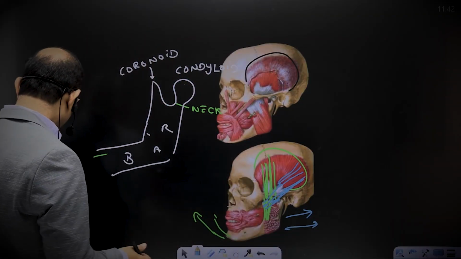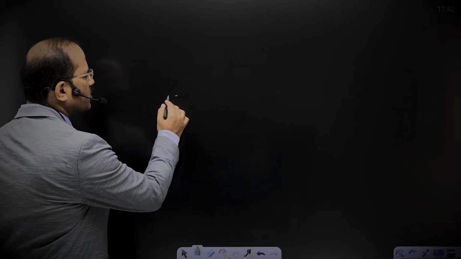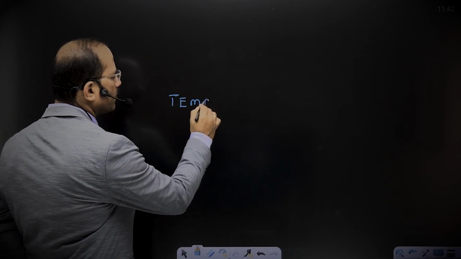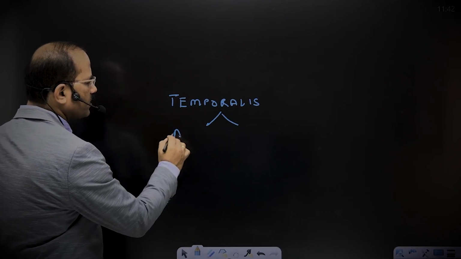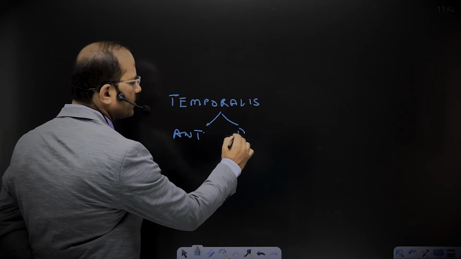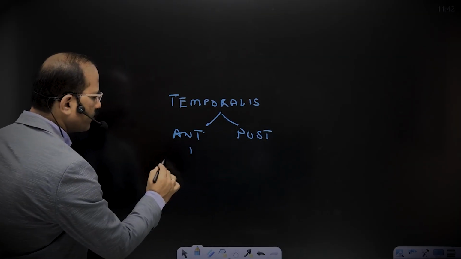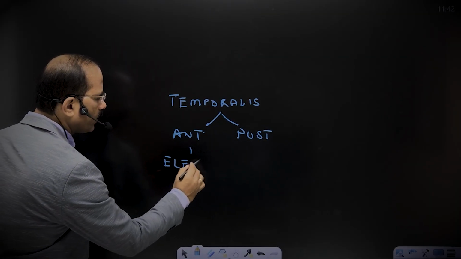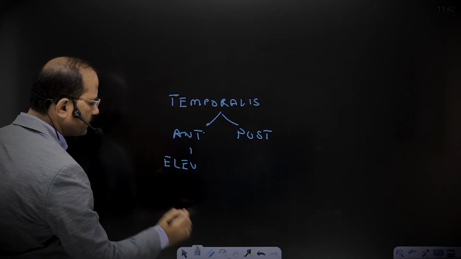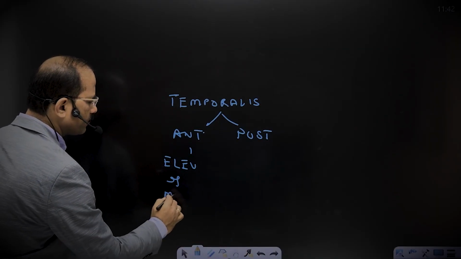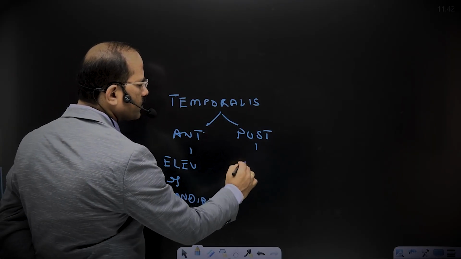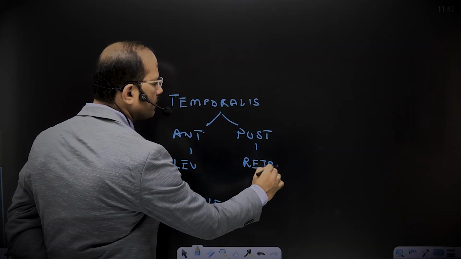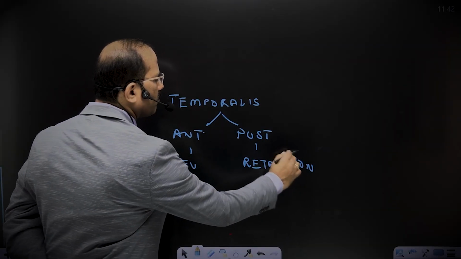Right? What is the nerve supply of temporalis? Anyone? So I'll just mention this as temporalis. There are two types of fibers, anterior fibers or the vertical fibers and the posterior fibers. Anterior fibers, they do what? Elevation of the mandible, and the posterior fibers cause retraction of the mandible. Retraction.